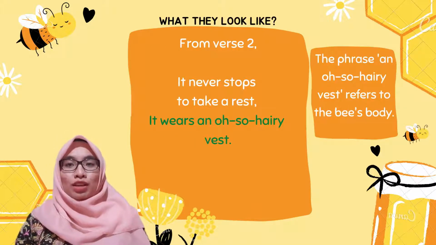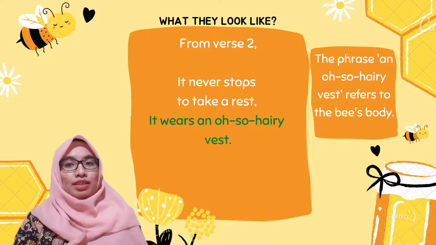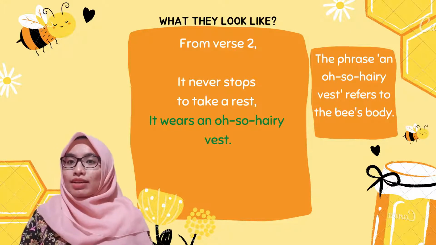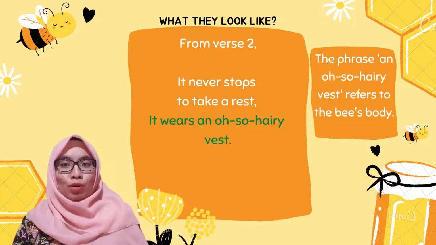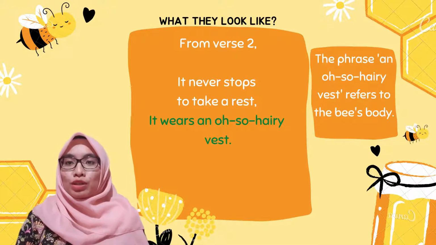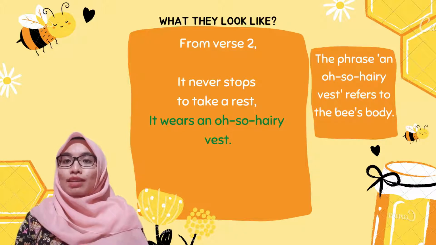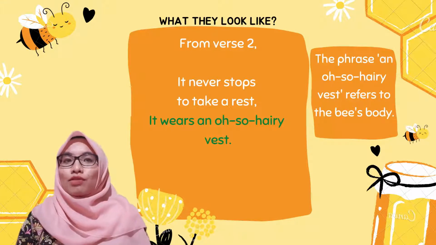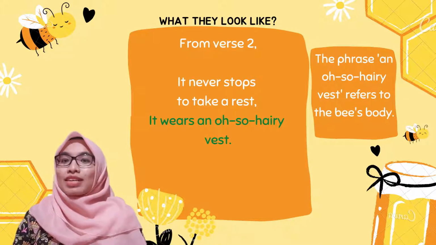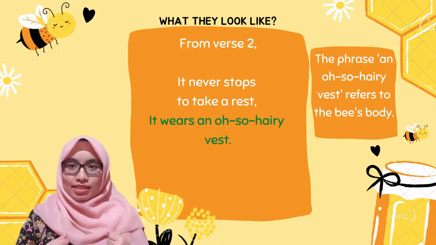Next, what do they look like? From the picture that I've shown you during the beginning of our lesson, we can see that the bees have yellow and black stripes, right? But from the poem, we learned that the bees have a hairy body. So how do we know this? From verse 2, there is a line that says, "It wears an oh so hairy vest." The phrase "an oh so hairy vest" here refers to the bee's body. It does not mean that the bees actually wear a vest.